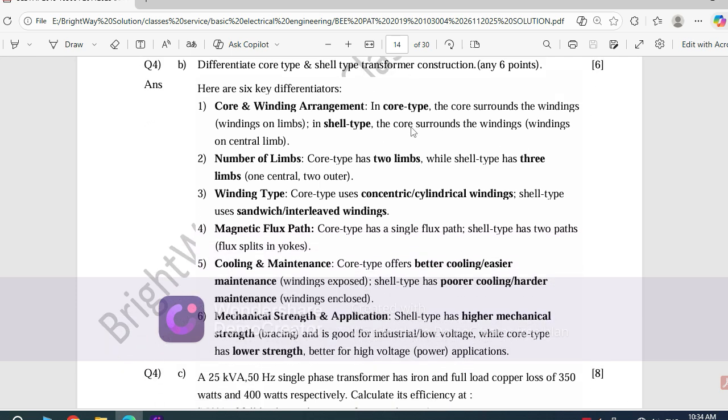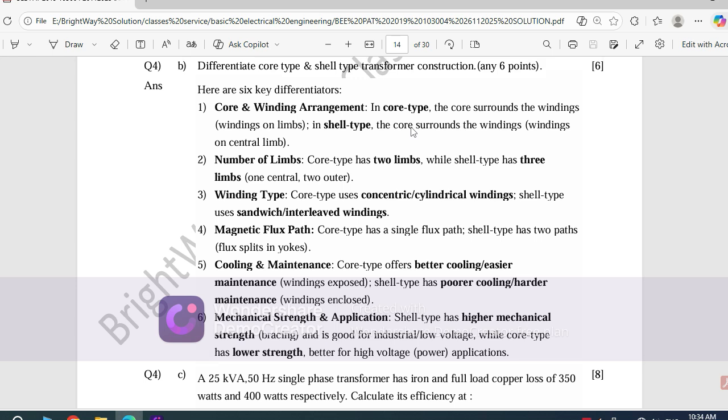Next, differentiate core type and shell type transformers. There are 6 differentiation points, any 6 points, and each point carries 1 mark. Very simple.